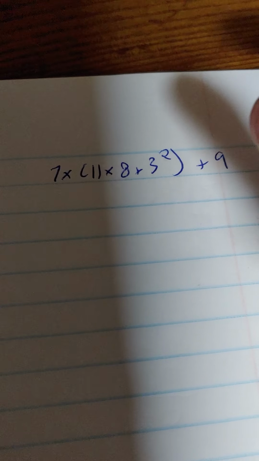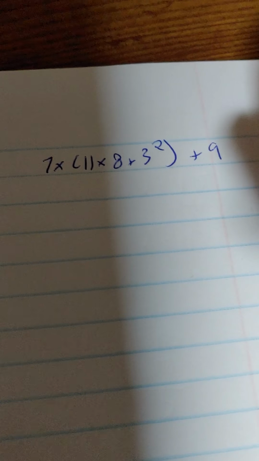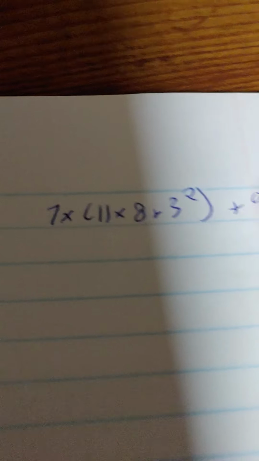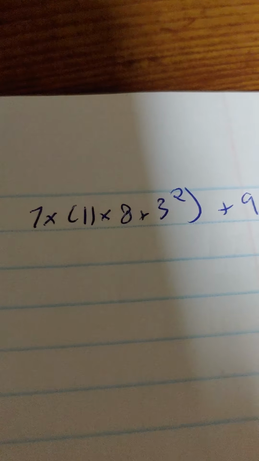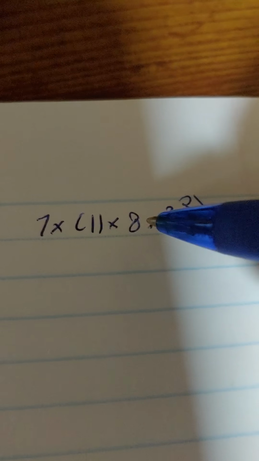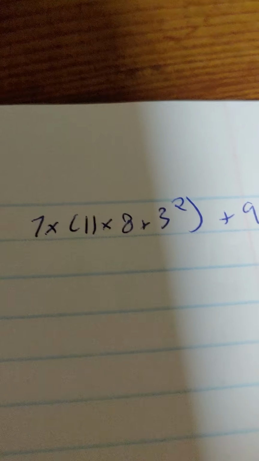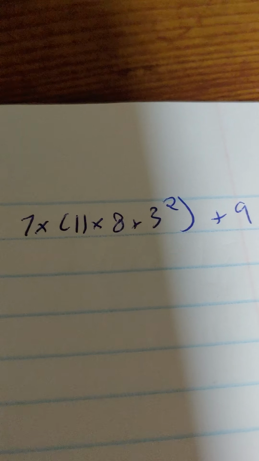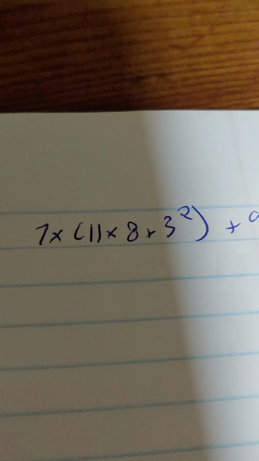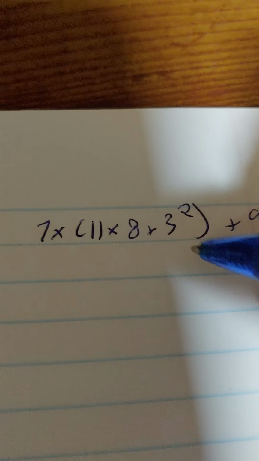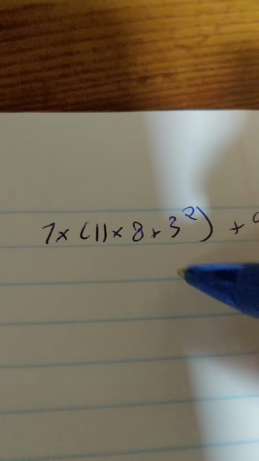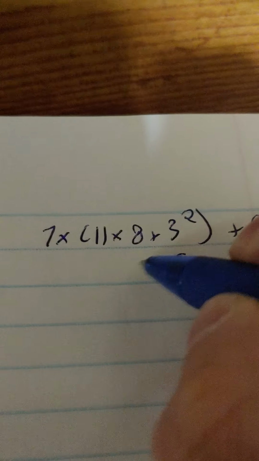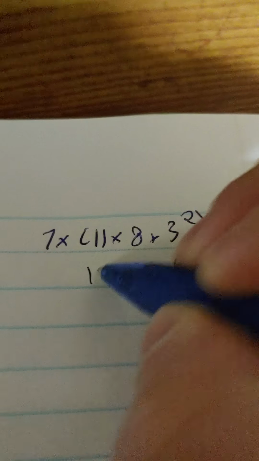I have 7 times, then in parentheses 11 times 8 plus 3 squared, plus 9. Now, you see in here I have more than one thing in my parentheses. I have 11 times 8 plus 3 squared. I still follow the please excuse my dear Aunt Sally rules, the PEMDAS rules, within the parentheses itself. So the first thing I'm going to do here is this 3 squared, which is going to give me 9. I'll bring the rest of this down here.